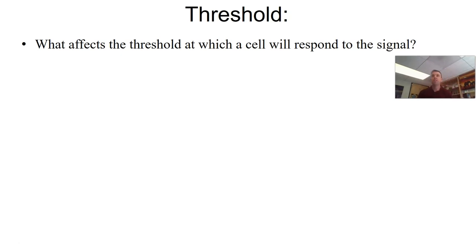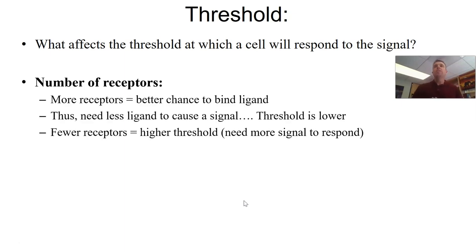Well, the two main things that affect this are the number of receptors. All right? So what do you think is going to happen? Is more receptors a higher threshold, or would more receptors be a lower threshold? What do you think, and why? All right, well, let's think about this a little bit. And I introduced this in my Bio 2010 class. But basically, if you think about it, the more receptors, you have a better chance to bind a ligand.